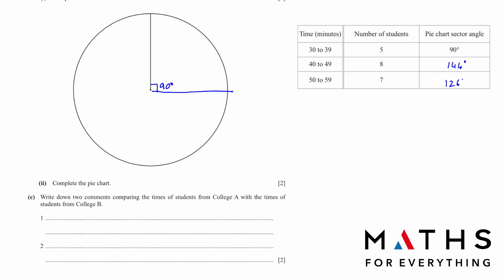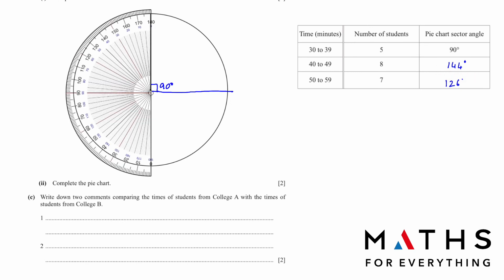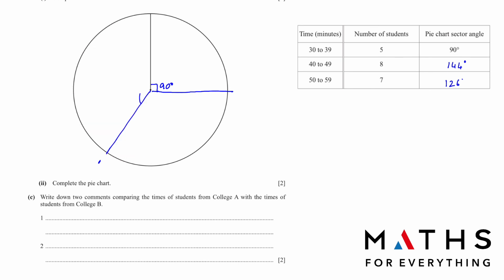Then next we'll measure 144. So place your protractor like that. This is 140. So 144 is going to be somewhere here. Mark it and then we draw the line. So this is 144 degrees and the other one will be 126.